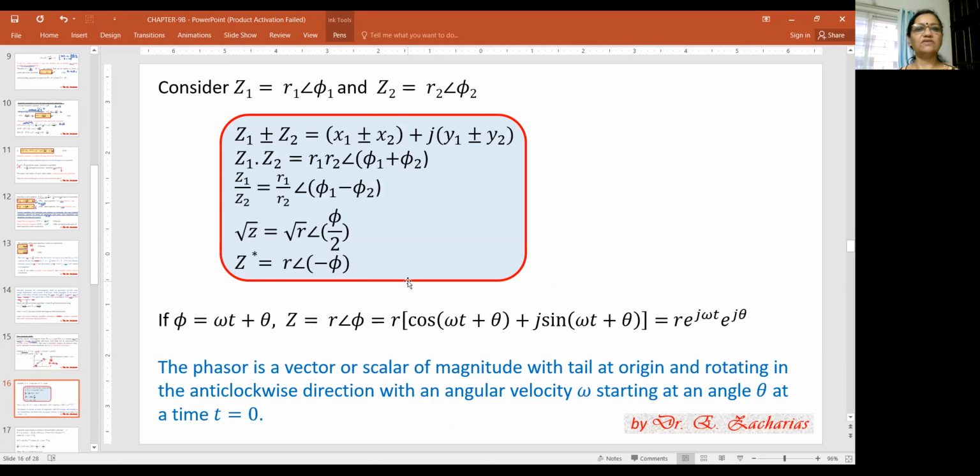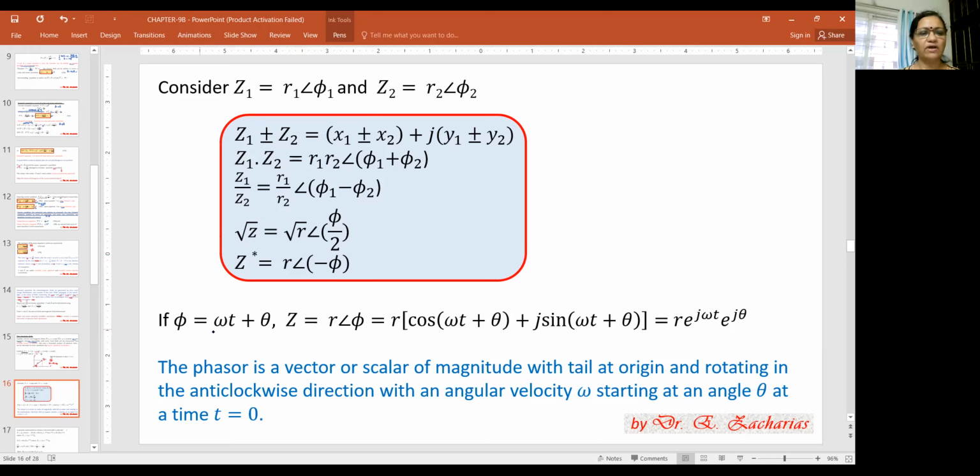Okay, so next thing is, how do you operate on these phasors? So how do you add or subtract phasors? Then how do you multiply phasors? How do you divide phasors? How do you take the square root of a phasor? How do you get a complex conjugate of a phasor? All these things are written here.